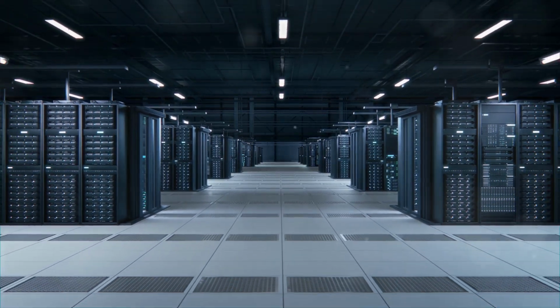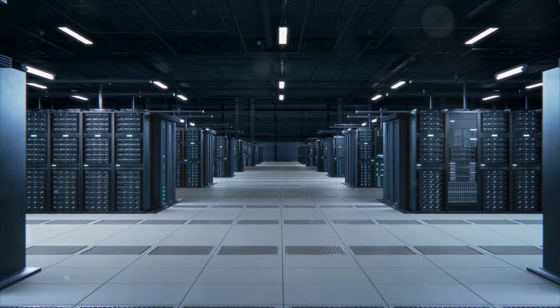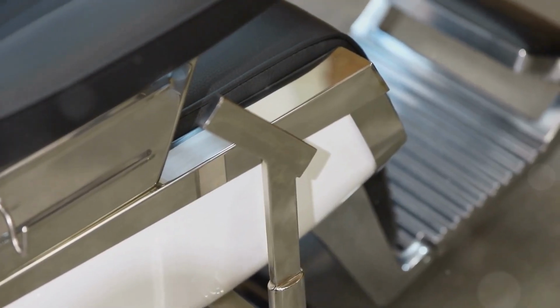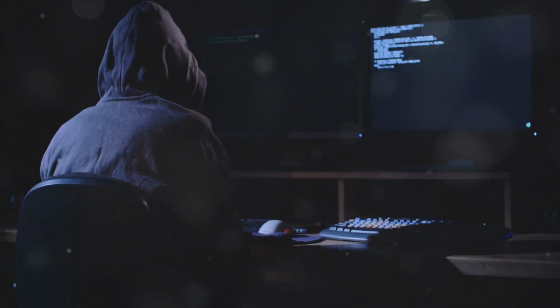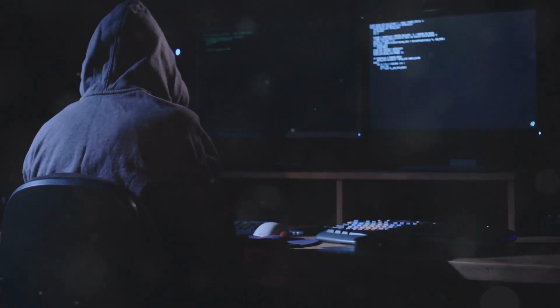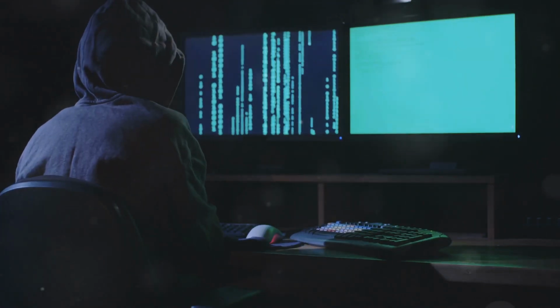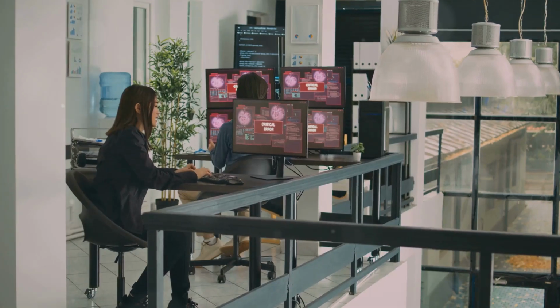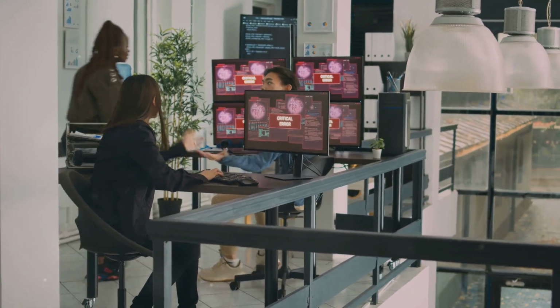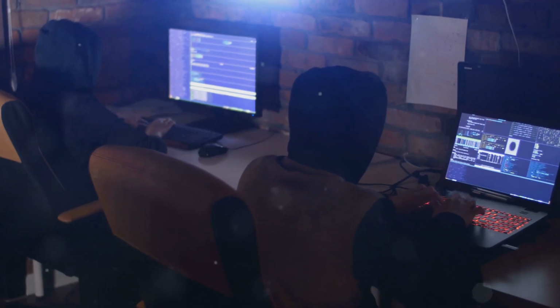In today's digital age, data is the lifeblood of any organization. Protecting this valuable asset is paramount. Cyber attacks are becoming increasingly sophisticated, targeting vulnerabilities in systems and networks. One such vulnerability lies at the endpoint level. Endpoints are individual devices like computers, laptops, and mobile devices. These devices are often the entry point for attackers.